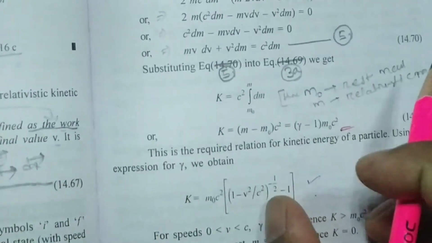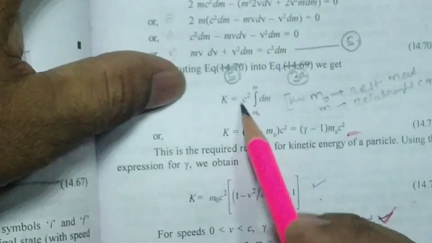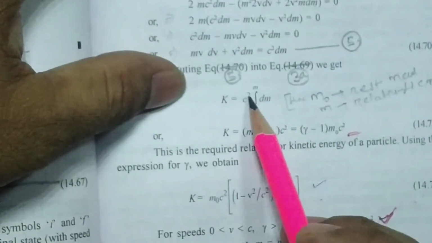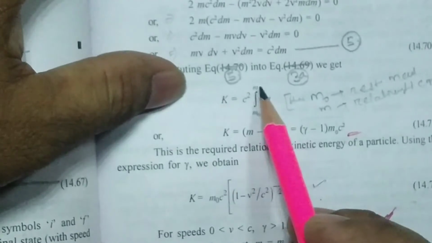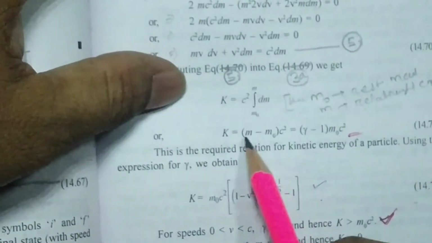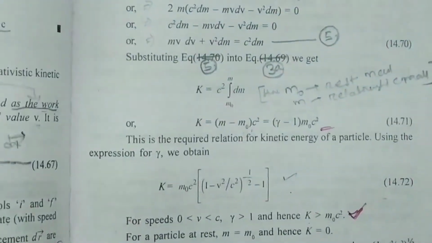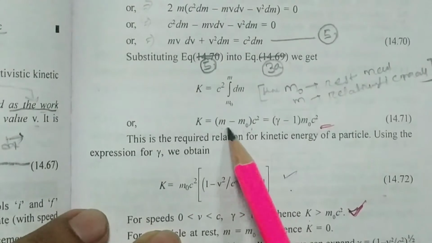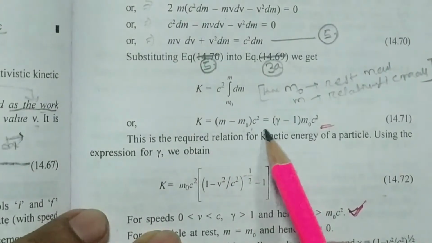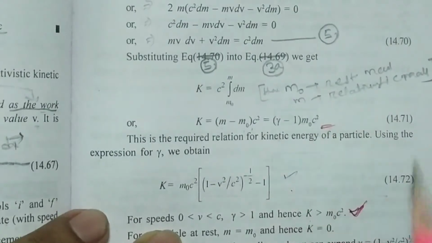Now that implies integration we have to do. So c square is the constant, this will be m. If we put the limit, then it will be m minus m0. Simple integration, m minus m0 into c square. So we found k is equal to m minus m0 into c square, which will be nothing but gamma minus 1 into m0 c square. How is it?